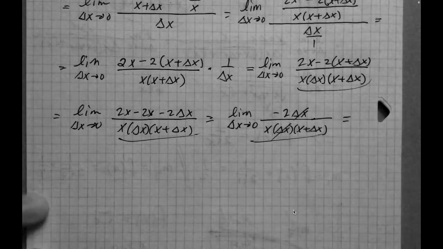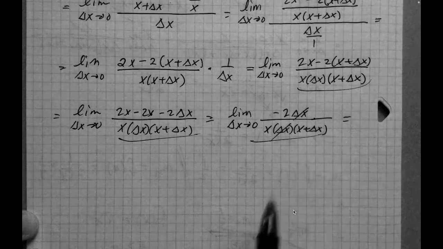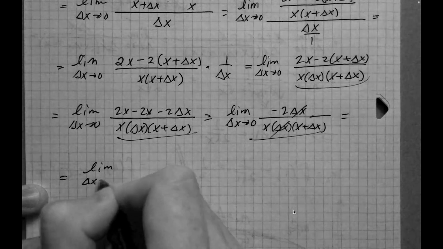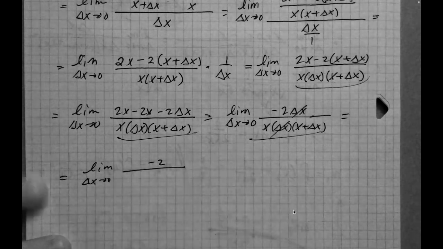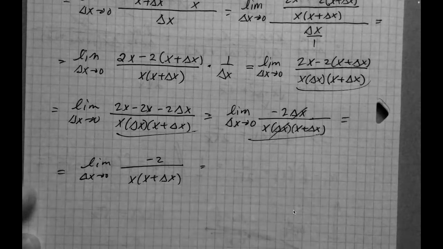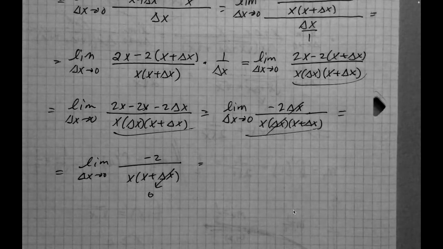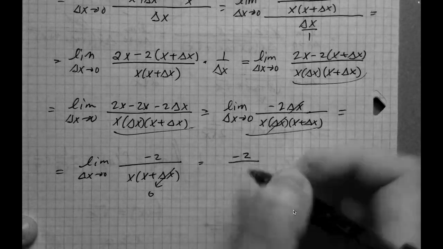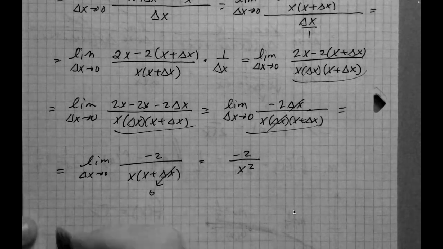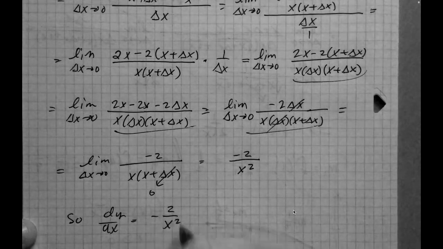So what can we do? Well, we can cancel these delta x's, and that's key, because if you don't cancel the delta x, then when this delta x goes to 0, it brings everything with it, and that's the problem. So we get the limit as delta x goes to 0 of negative 2 divided by x times x plus delta x. Now we take the limit. Basically, this term is going to drop out. It's going to become inconsequentially small. And so you get negative 2 over x squared. So dy/dx equals negative 2 over x squared.